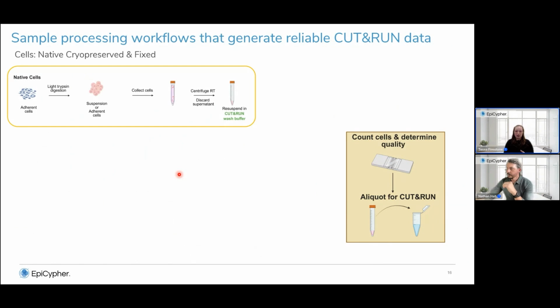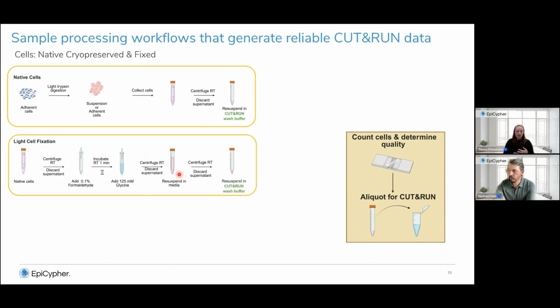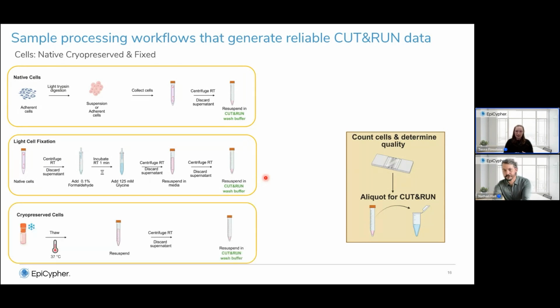Adherent cells can use a light trypsin digestion to help generate a suspension of cells. Then all suspension cells can be collected, centrifuged, and washed in the CUT&RUN wash buffer. If light fixation is required, the harvested cells should be resuspended in 0.1% formaldehyde, and after a brief 1-minute incubation, glycine is added to quench the fixation. Cells are then washed one time in complete growth media, centrifuged, and resuspended in the CUT&RUN wash buffer. Cryopreserved cells are thawed at 37 degrees C, resuspended and centrifuged to remove the cryopreservation media, and then resuspended in the CUT&RUN wash buffer. Once the cells are resuspended in the CUT&RUN wash buffer, they can be counted and assessed for quality under the microscope.